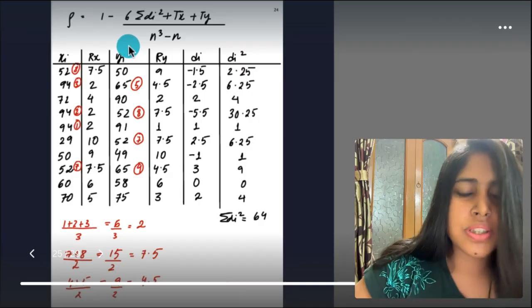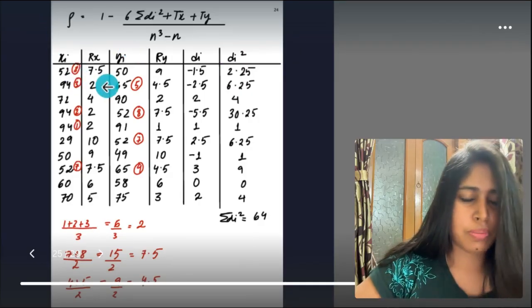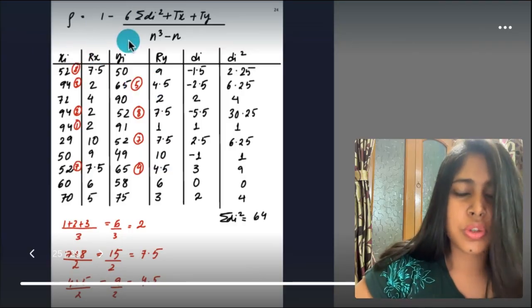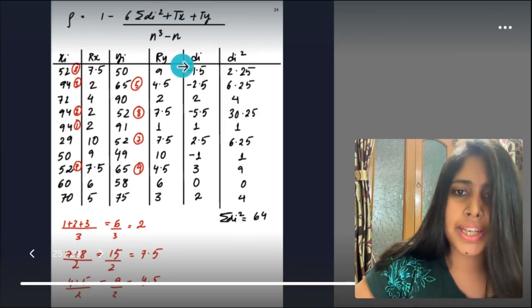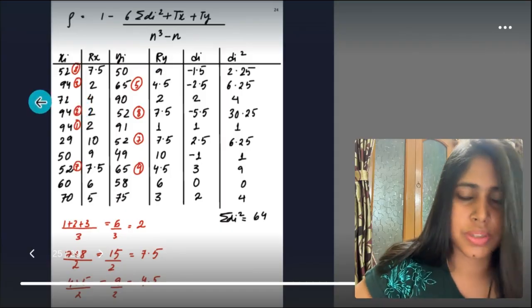Now see here. This is the original formula. This is the correction factor, the Tx and Ty. Basically, the formula is the same. Rho is equal to 1 minus 6 into summation of di square plus Tx plus Ty divided by n cube minus n. N is the number of elements, as in the previous formula.